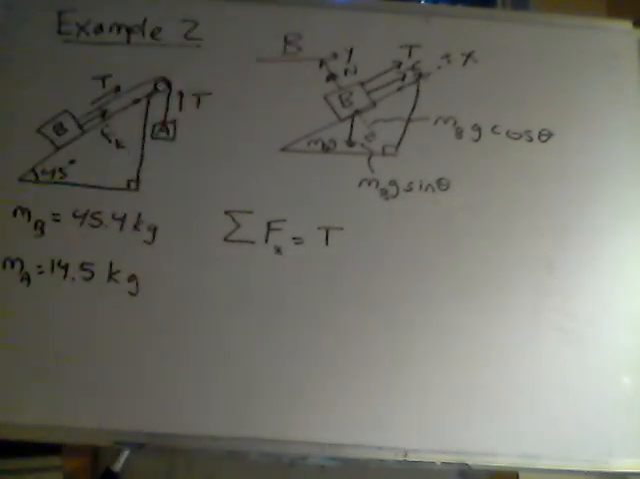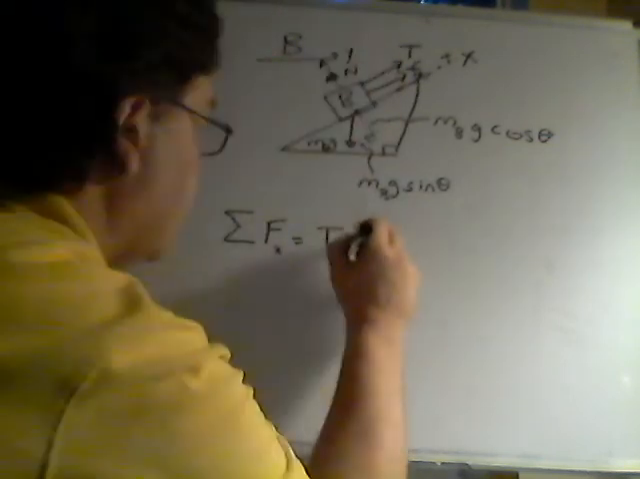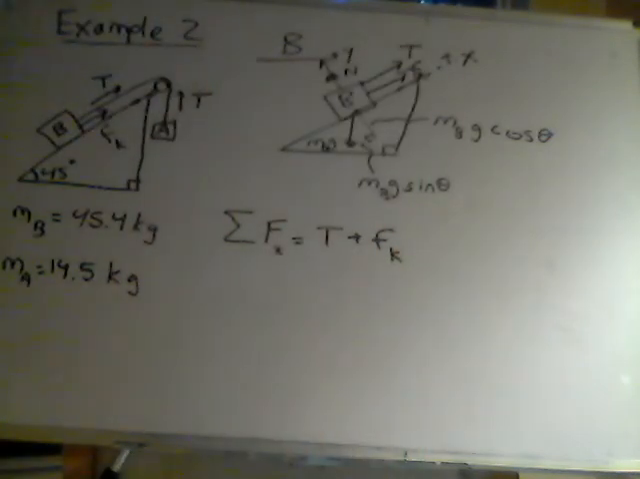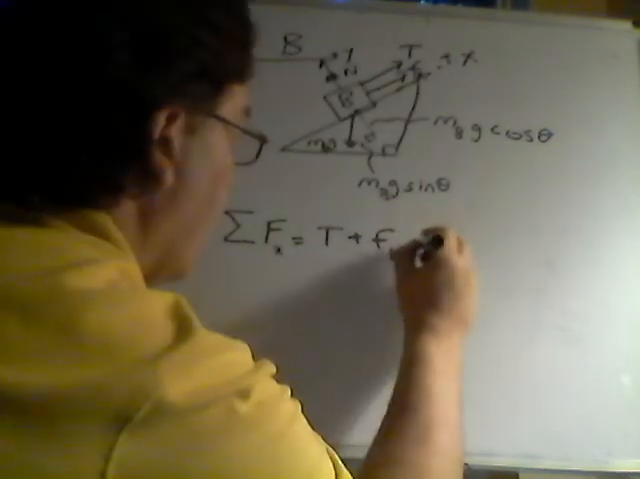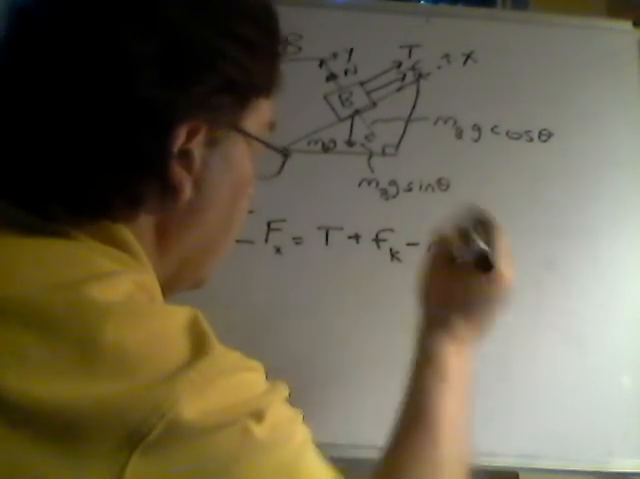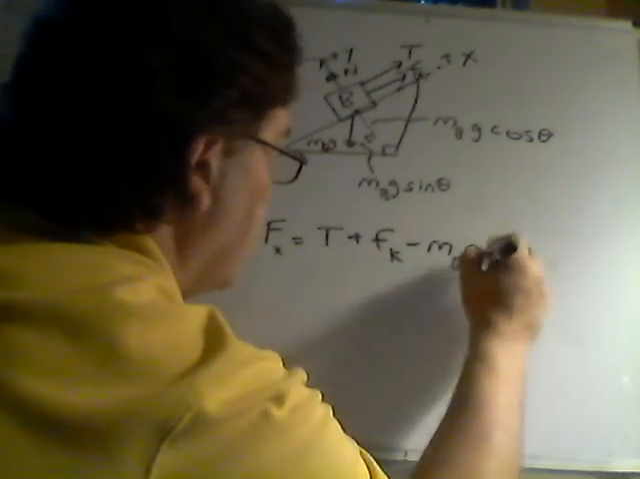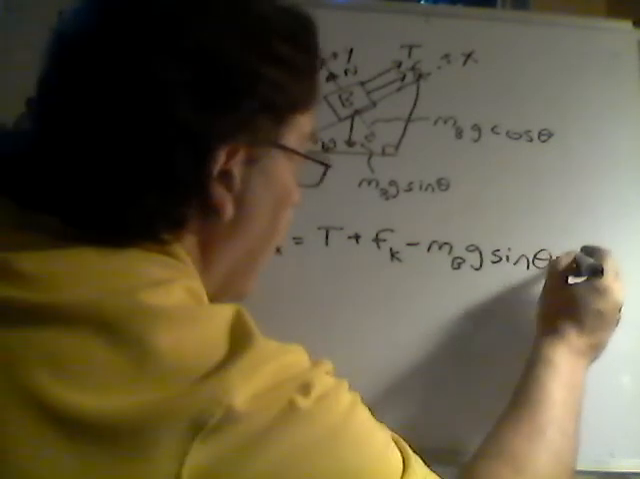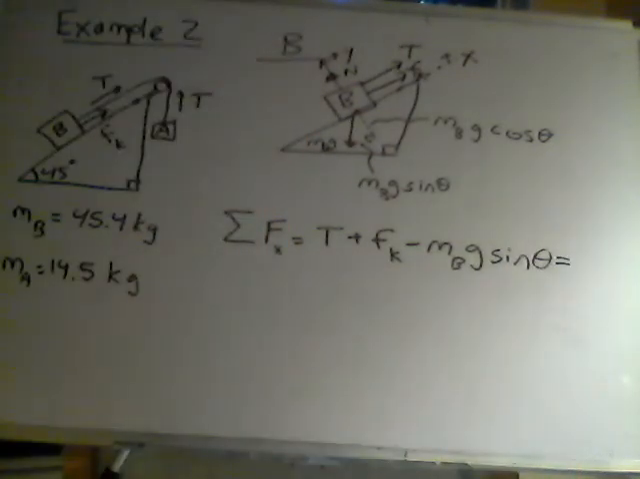Tension going along positive x. The kinetic friction is also going along positive x. And again, the weight component will be opposing, down the incline, m sub b g sine of theta. And again, I made the assumption that the block is accelerating down the incline. So I'm going to hold on to that assumption. And if I'm wrong, then I'll have a negative answer to say, oh no, actually, it's up the incline.